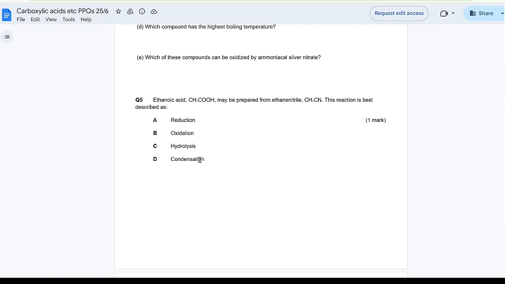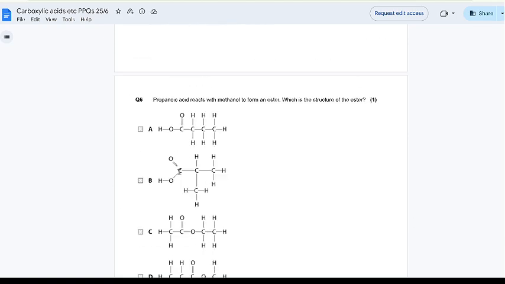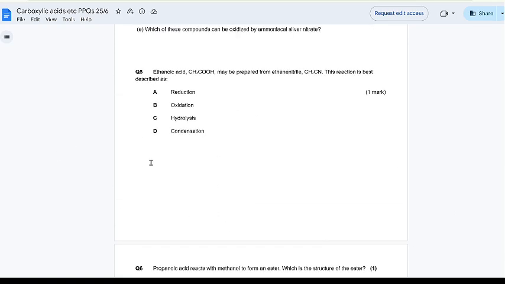Question 5 here. I think maybe after this one I will look at the answers. Carboxylic acid may be prepared from ethane nitrile, CH3CN. This reaction is best described as... well, it's obviously A or B.